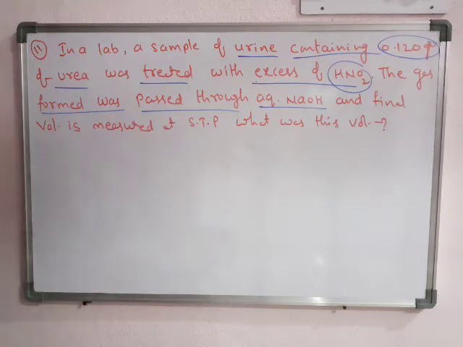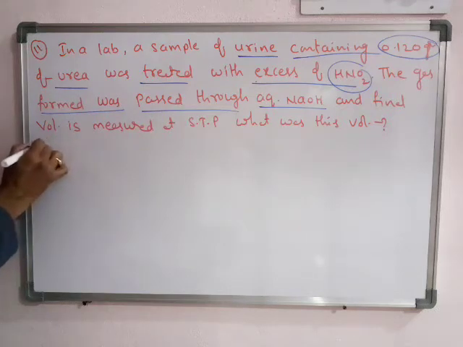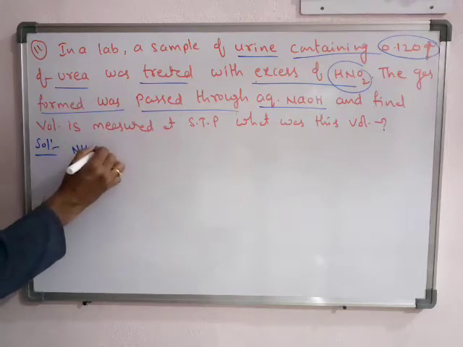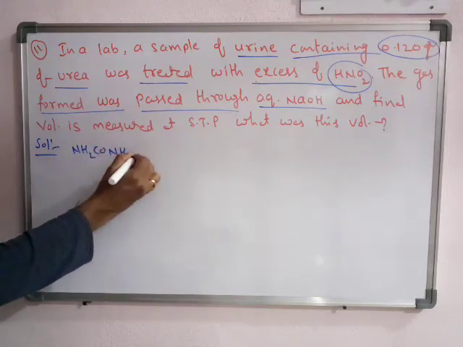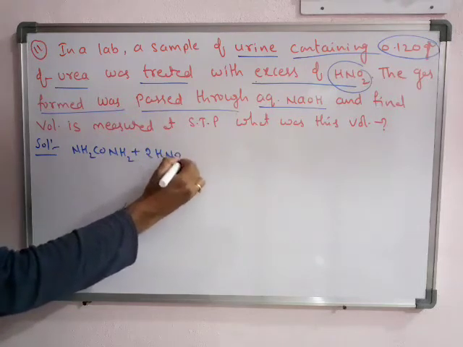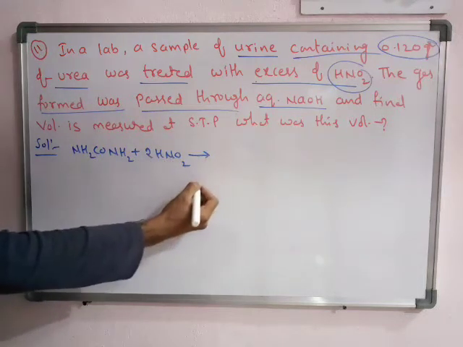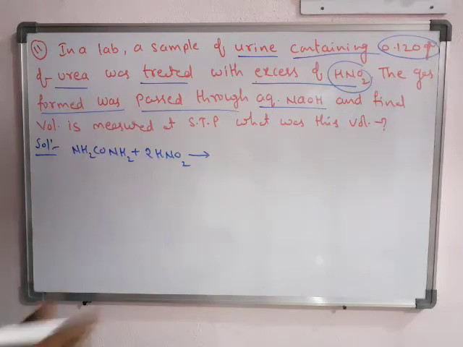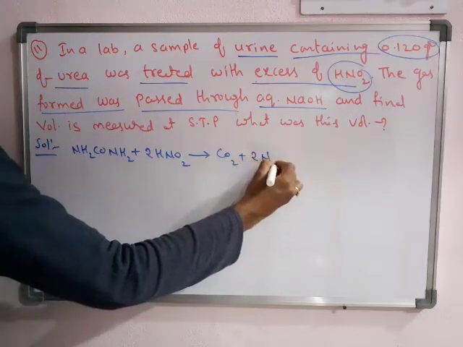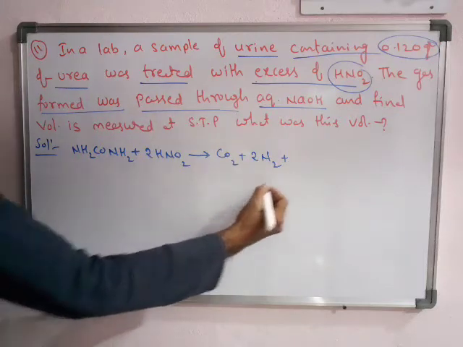So if it is not given, we have to know the reactions. In stoichiometric problems, the main thing is we have to know the reactions. So already in this problem, the reaction is given. So there is a formation of carbon dioxide, nitrogen and water.